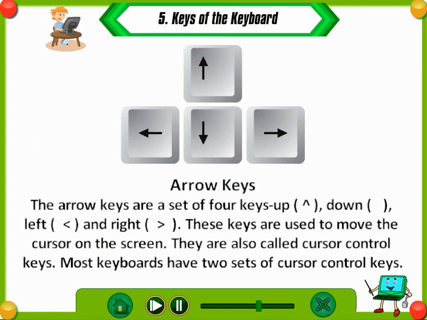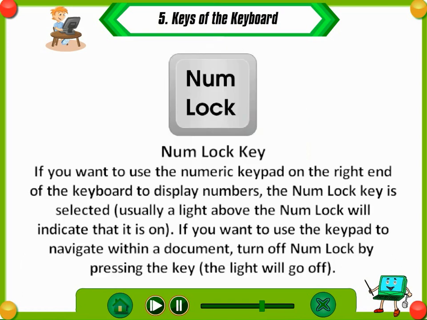Arrow keys. The arrow keys are a set of 4 keys: up, down, left and right. These keys are used to move the cursor on the screen. They are also called cursor control keys. Most keyboards have 2 sets of cursor control.